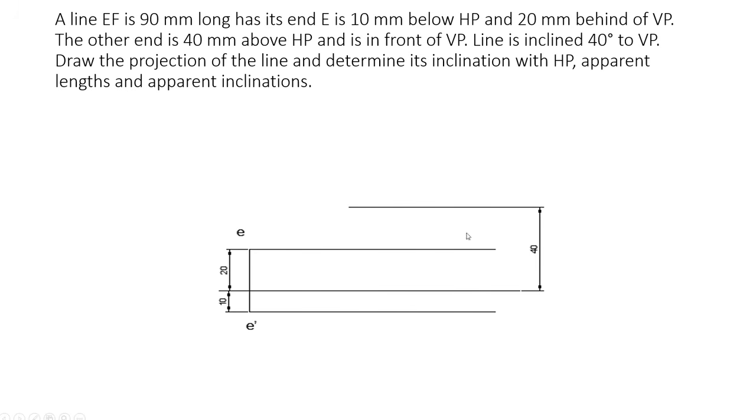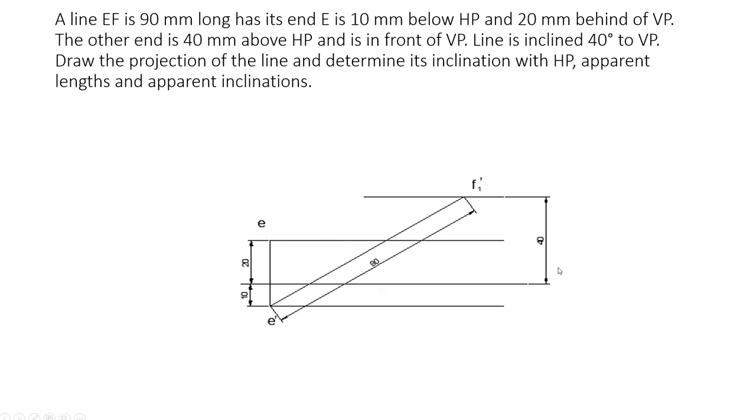Now it is given that other end is 40 mm above horizontal plane. So keep some distance from here and mark a point there, and from there mark 40 mm upwards and draw a locus there. So this is the locus of the point F dash. It is also given that other end is in front of vertical plane. In front distance is not given, so just leave it.